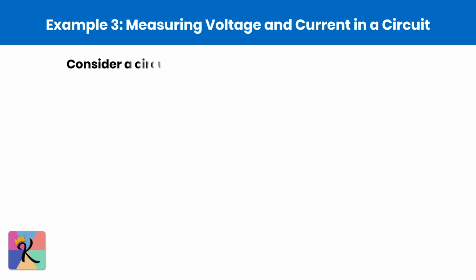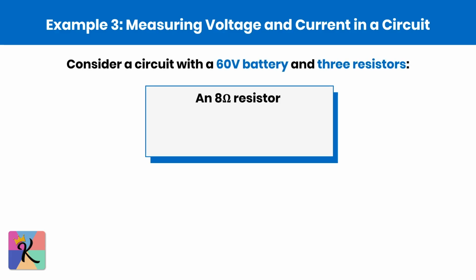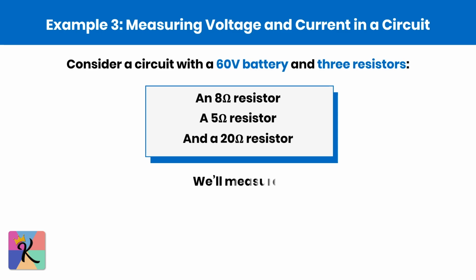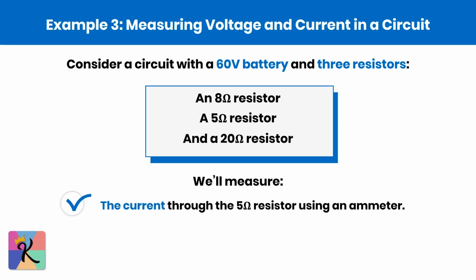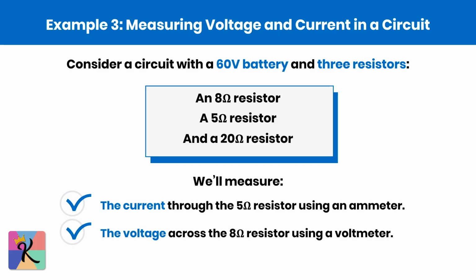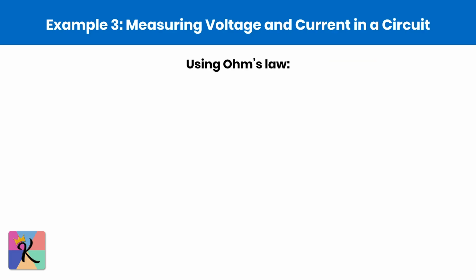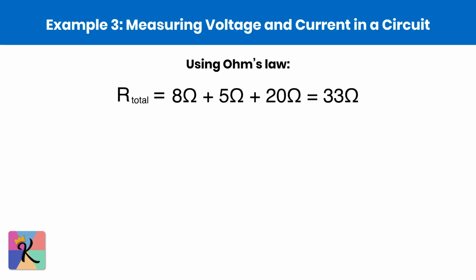Advanced example. Consider a circuit with a 60 volt battery and 3 resistors, an 8 ohm resistor, a 5 ohm resistor, and a 20 ohm resistor. We'll measure the current through the 5 ohm resistor using an ammeter and the voltage across the 8 ohm resistor using a voltmeter. First, simplify the circuit to calculate the total current using Ohm's law. Total resistance equals 33 ohms.